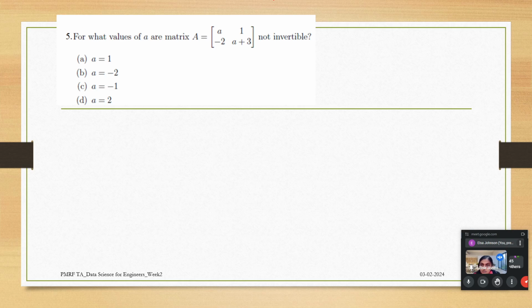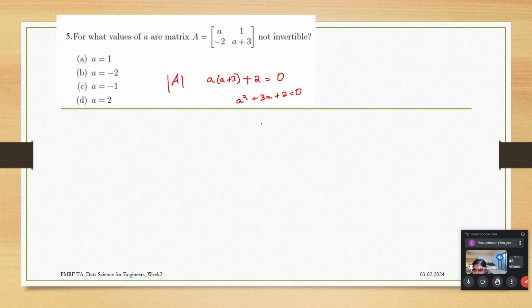Now, for what values of A is the matrix A not invertible? So how can you find this out? The first thing you can do is find the determinant. If the determinant equals 0, you can put that and find it. So the determinant of A, you will get A into A plus 3, plus 2 equal to 0. If you expand, you get A square plus 3A plus 2 equal to 0.